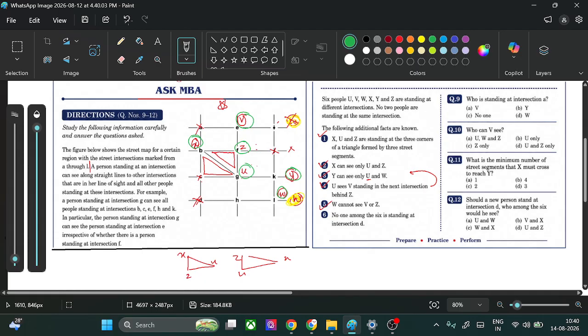First, X and U are standing at the three corners. Yes, so that is the first case. This is correct, which fulfills the given information according to our arrangement. Second, X can see only U and Z.